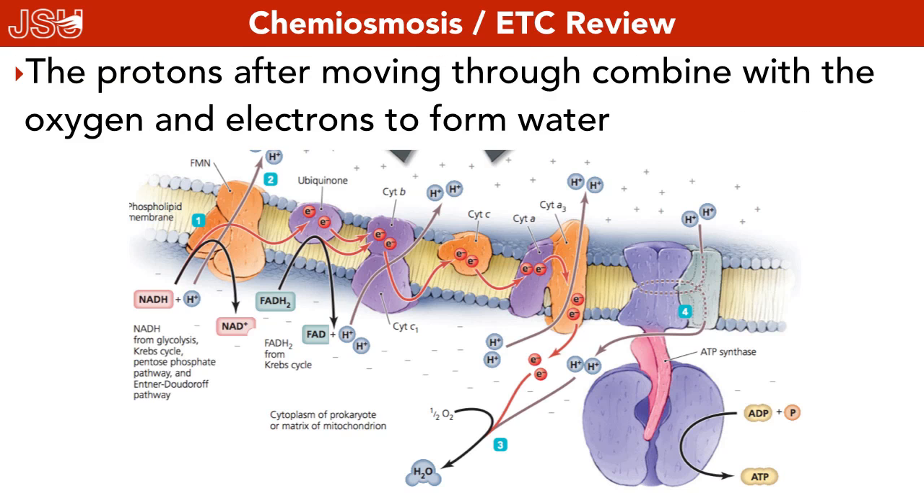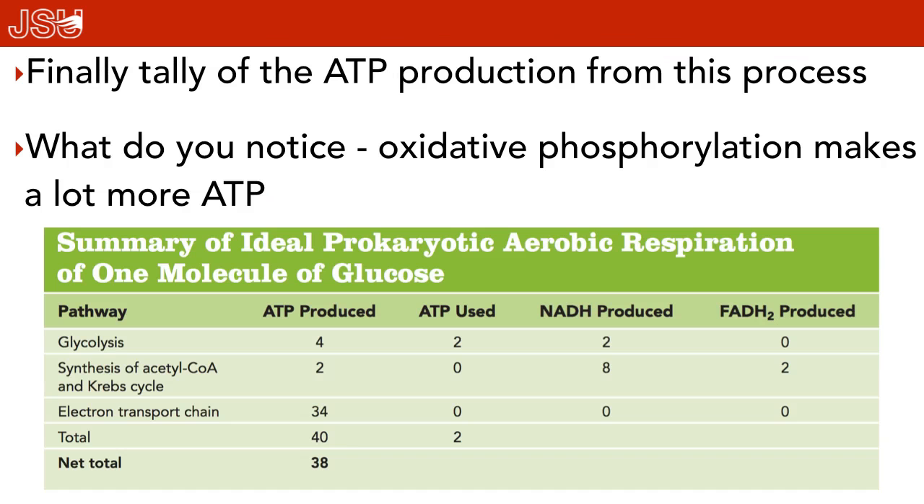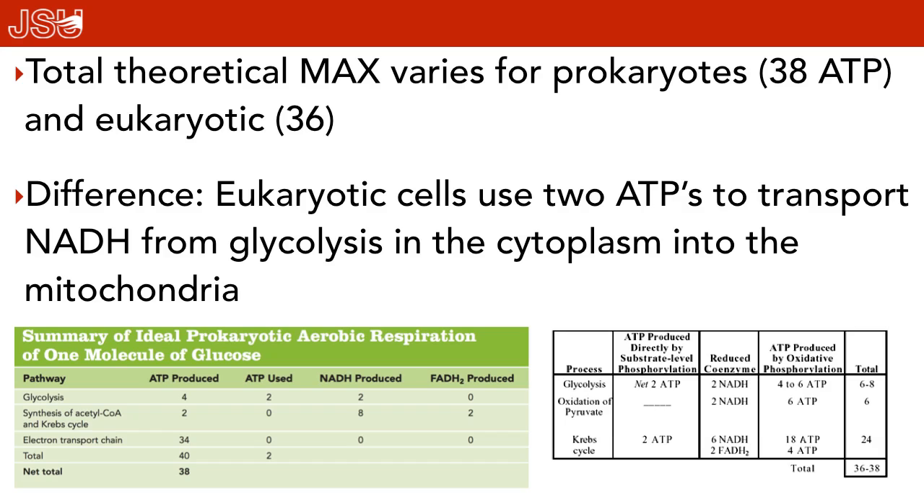Now let me just show you some of the numbers from this, and I think you're going to see why we do this. Now we talked about glycolysis. How many net ATPs did glycolysis give us? Net, 2, right? We spent 2, we made 4. Great, we made 2.